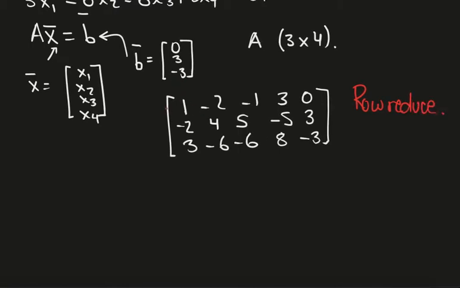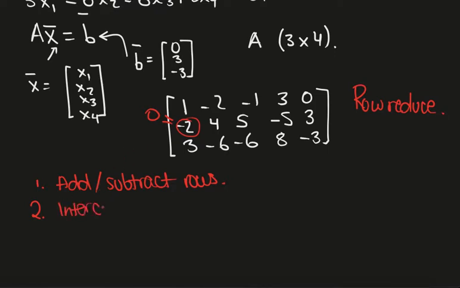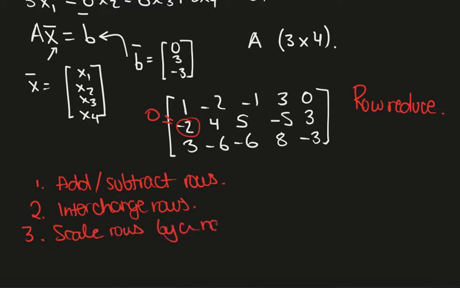Okay, so the first goal is to make this entry a 1, but since that's already a 1, the next best thing is to make this a 0. Now, the only way we can make this a 0, remember we have 3 rules. The first one is that we can add and subtract rows. The second one is that we can interchange rows. And the third one is we can scale rows by a non-zero scalar.